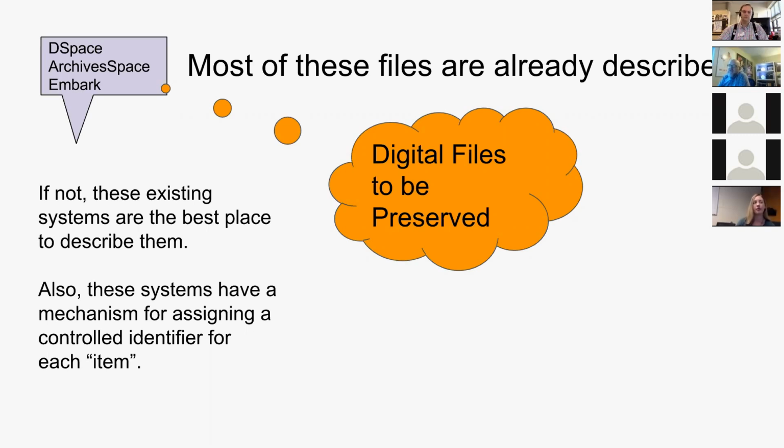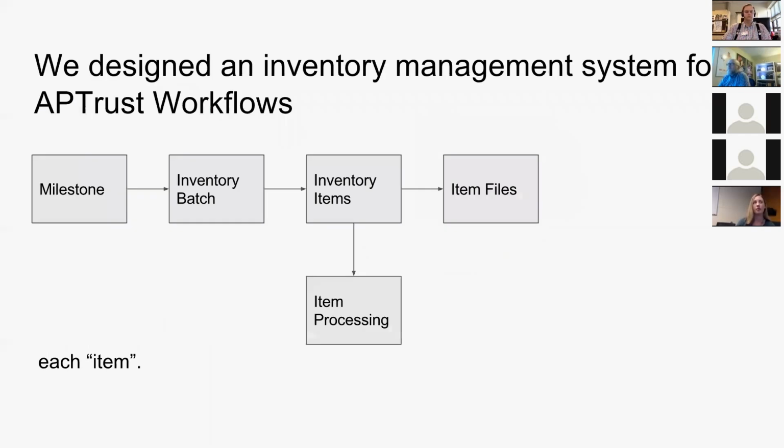And as Suzanne mentioned, these systems have a mechanism for assigning a controlled identifier to every item. And we wanted to build a lot of workflow around that controlled identifier. So we designed an inventory management system to help us track what we've sent to AP Trust. And here are some concepts that we came up with in that system.